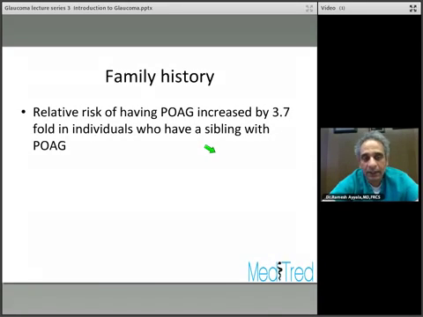Family history increases the risk of glaucoma by 3.7-fold. And so if you have a brother or sister with glaucoma, your likelihood of developing glaucoma is increased by 3.7 times.